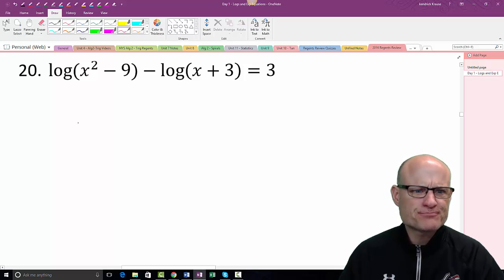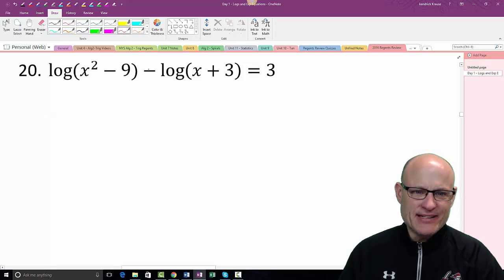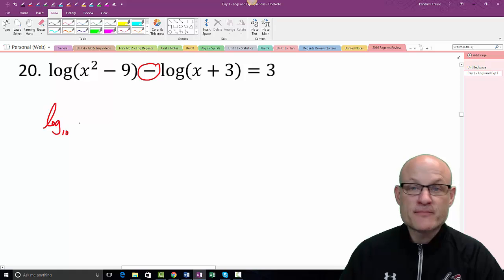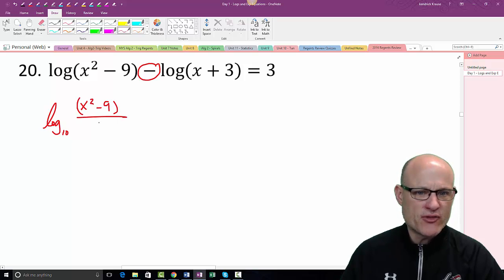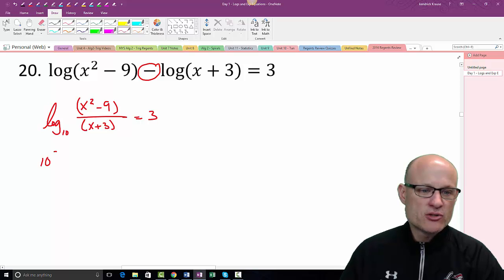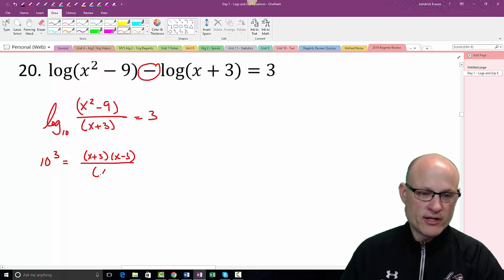Okay, let's get started. We're going to condense these. I have subtraction here. I know subtraction by now condenses to division. And I have a base of 10. I like putting that base in, even though I know I don't have to put it in there, it just reminds me that it's there. Equals 3. Now it's all about that base. So 10 cubed is equal to x plus 3 times x minus 3 over x plus 3.